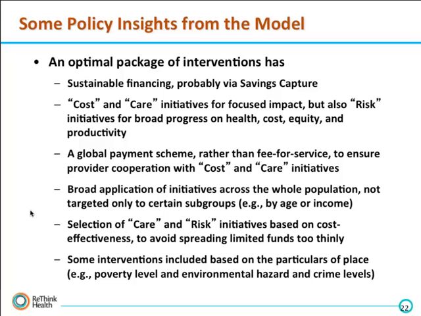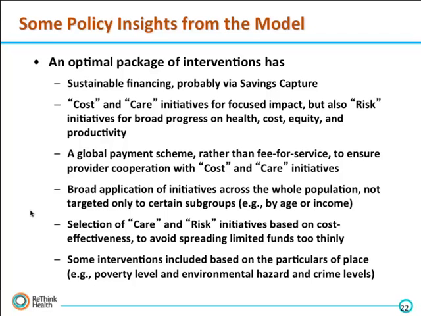You need a global payment scheme rather than fee-for-service. It's not that you can't make progress without it, but it's very helpful if you have it in place. Rather than targeting subgroups, it's best to really find the best initiatives and apply them across the entire population. Cost effectiveness is an important consideration. So when you're comparing different cost initiatives or care initiatives, you should go with the ones that are most cost effective to avoid spreading limited funds too thinly.